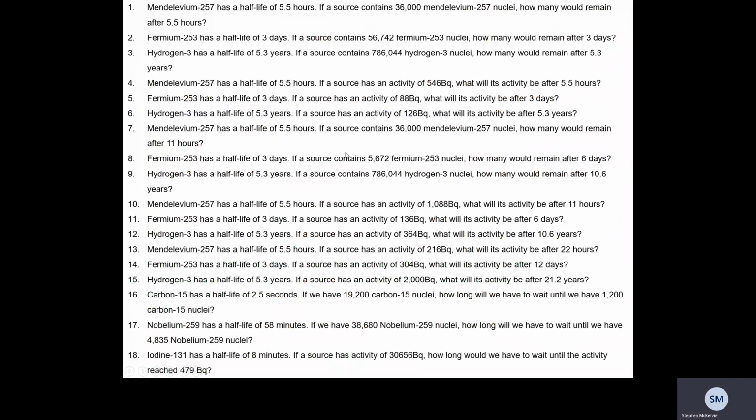My one piece of advice for you is, if you were going to be doing these half-life questions, then draw them out, draw those diagrams the way that I was showing you earlier on. So it looks something like this.